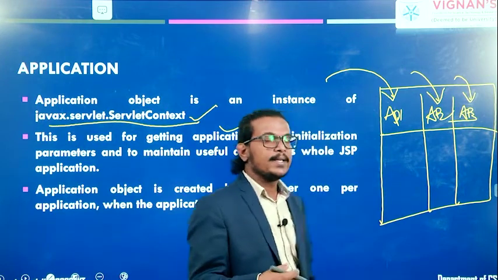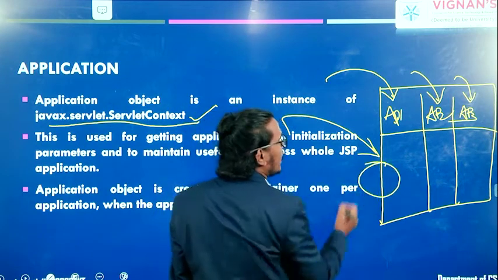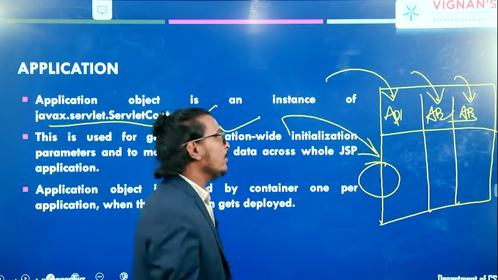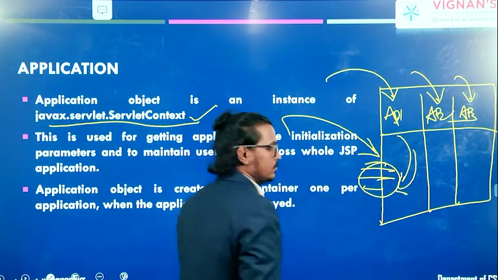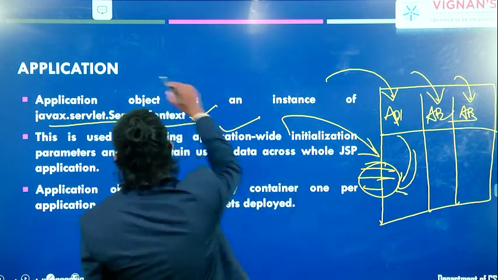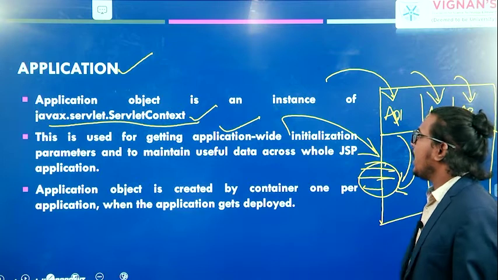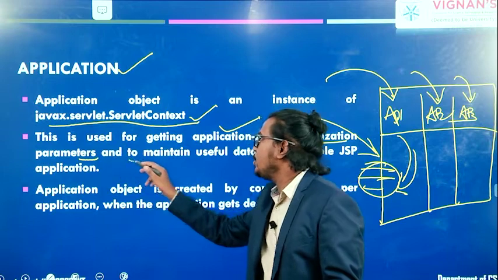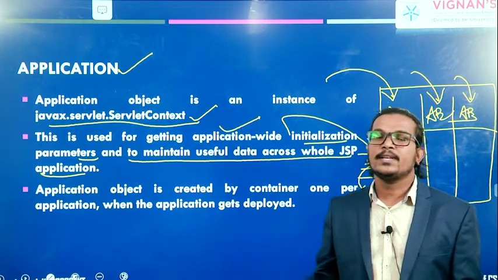Whenever your client sends a request to that particular application 1, it will create one servlet context object. With the help of that servlet context object only, we are getting that application 1 information, with the help of the application object. And also we can initialize the parameters and maintain useful data across the JSP pages or JSP applications.